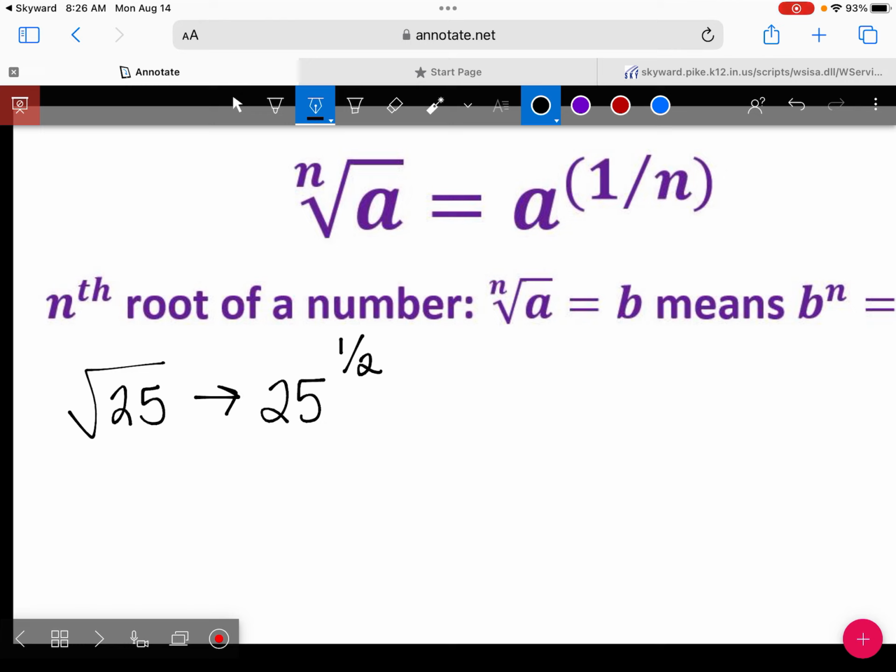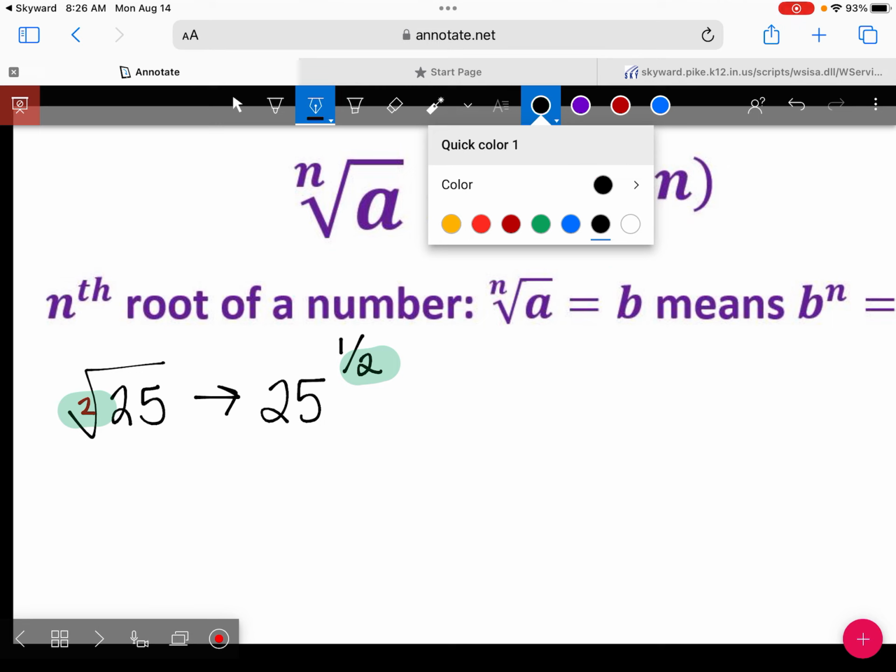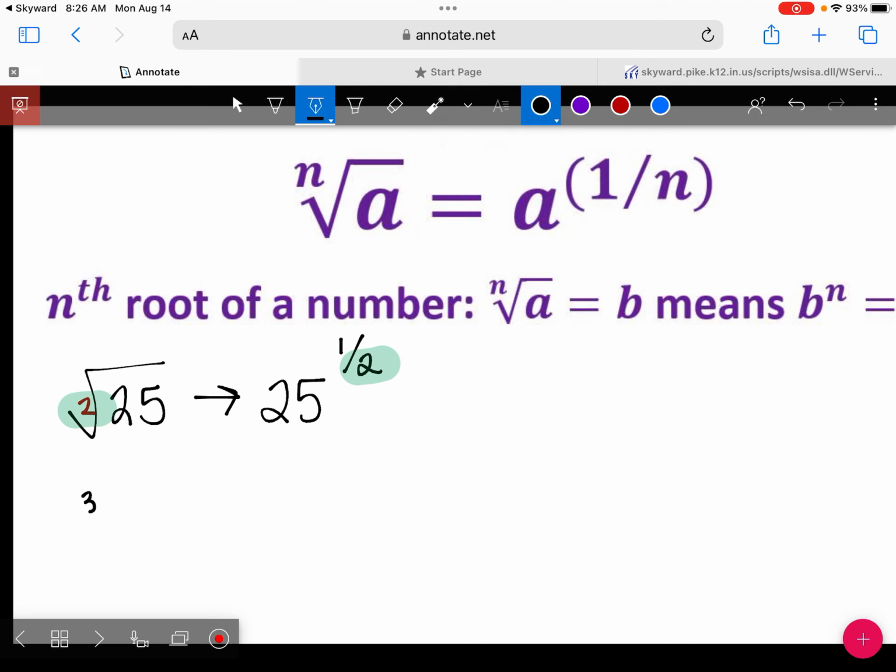So you can write a radical as an exponent that has a fraction. The one thing to keep in mind is that whatever your index is, and your index is this number here, that is going to always also be your denominator. All right, so now let's look at a perfect cube. So if we have the cube root of 8, that can also be written as 8 to the power of 1/3.